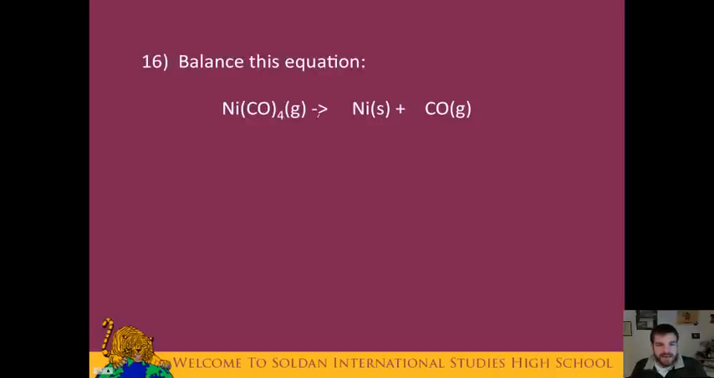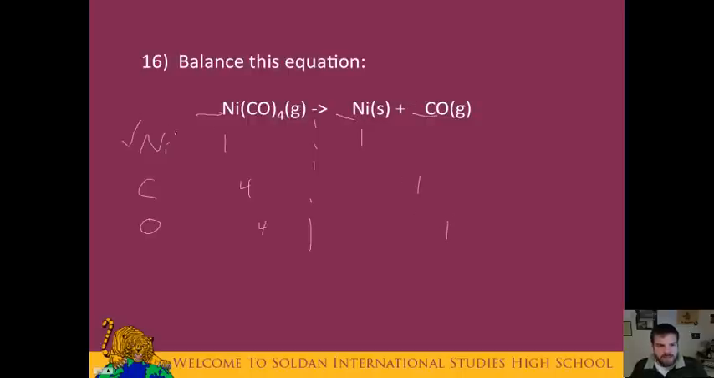Number 16, balance this equation. Dotted line down, coefficient lines, atom key: nickel, carbon, and oxygen. Number of nickels is 1, carbons is 4, oxygen 4 on one side; nickel 1, carbon 1, oxygen 1 on the other.